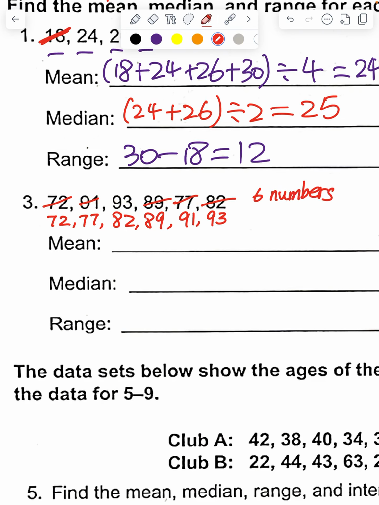Okay, mean. I'm going to add up all those numbers. You don't have to write it out on your paper, okay? But you need to add them up. Use your calculator. 72 plus 77 plus 82 plus 89 plus 91 plus 93, and then divide by 6.